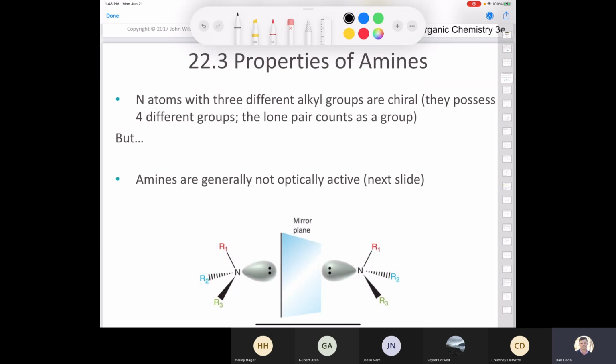I said, if you think about the nitrogen of an amine, and if I just draw out the lone pair like this, if I draw R1 and then in the back here, I put R2, and then out here, I put R3. Well, if all 3 of those R groups are different, then that nitrogen is actually chiral, isn't it? Because it's attached to 4 different groups. The lone pair does count as a group. But amines are generally not optically active, right? We don't think about going around and assigning nitrogens R or S stereochemistry.